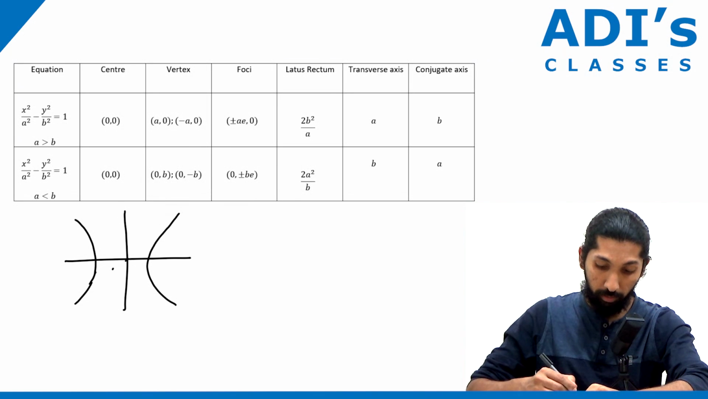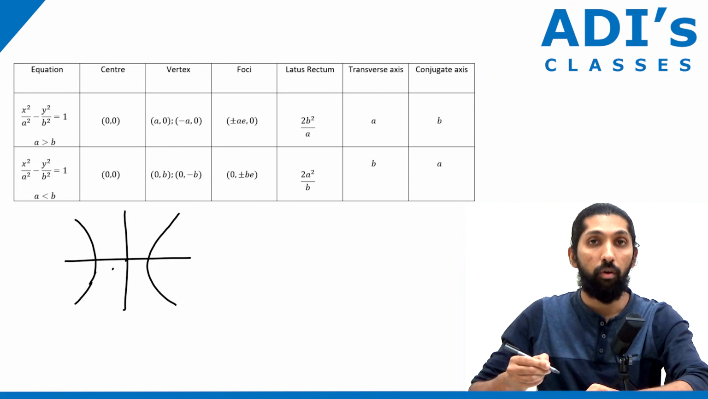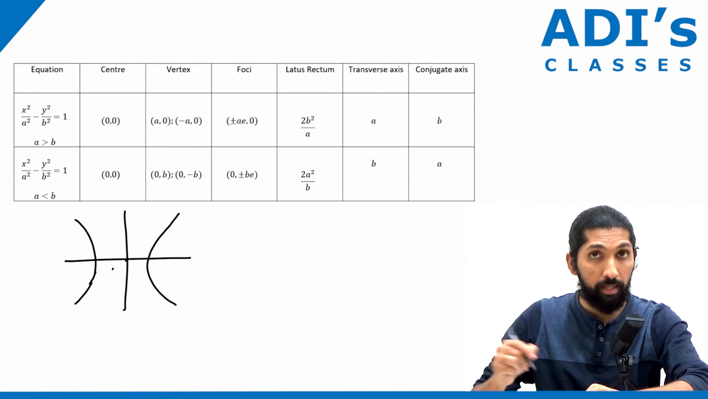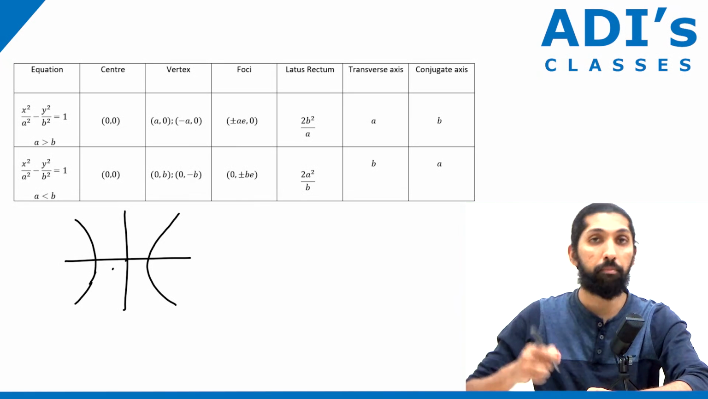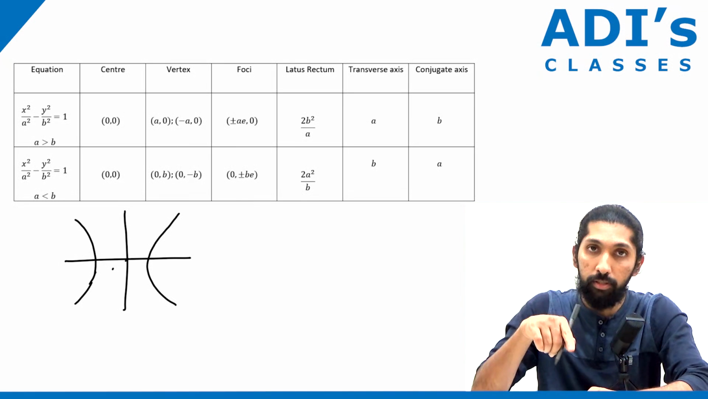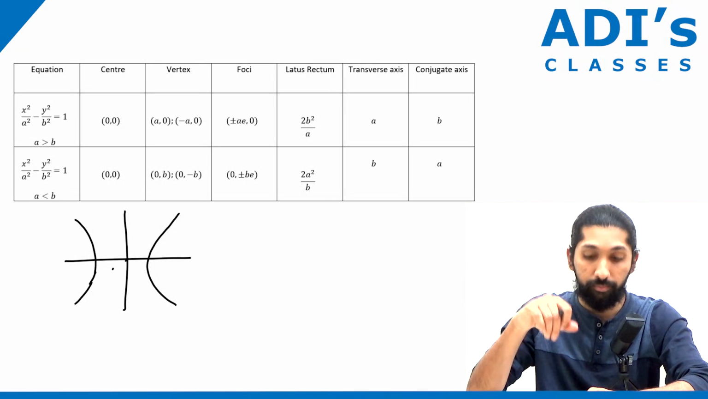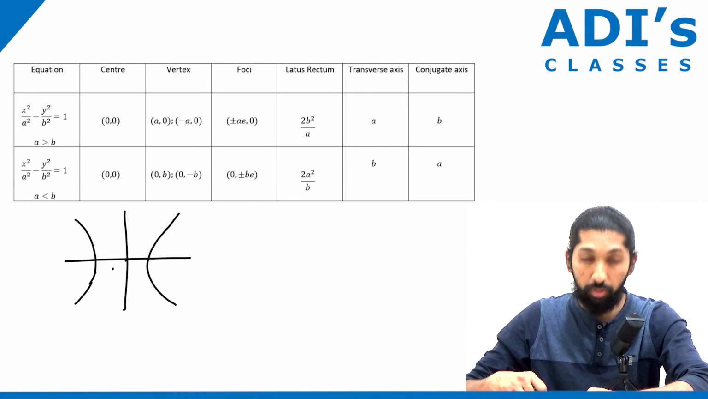Then we have the vertex. The vertices are a and minus a. These are the two vertices. Then foci plus or minus ae. Remember we used to write it as c, comma 0. Then latus rectum is 2b square by a.